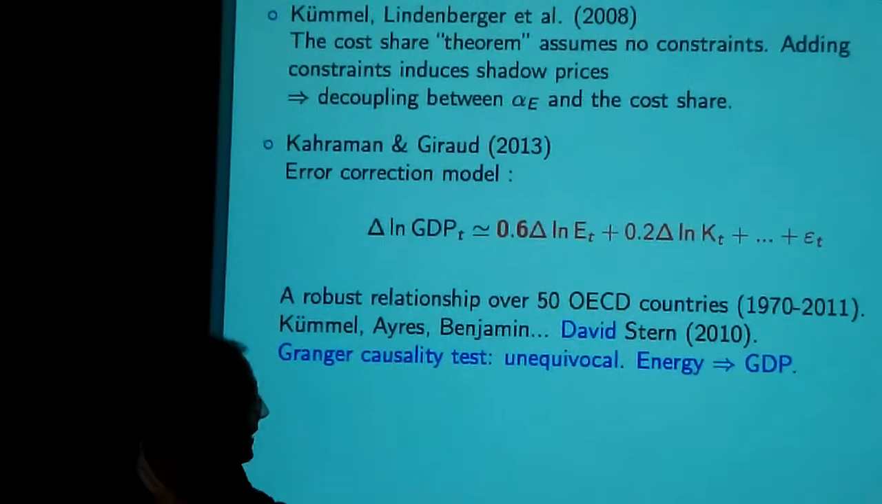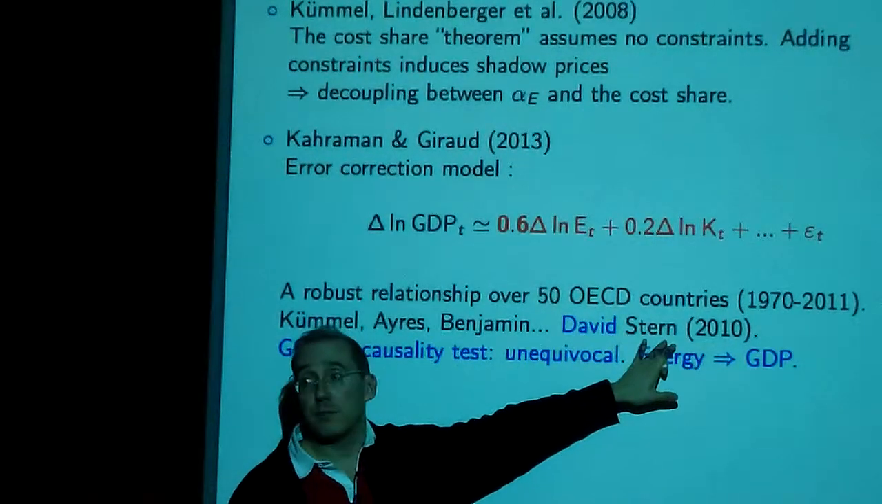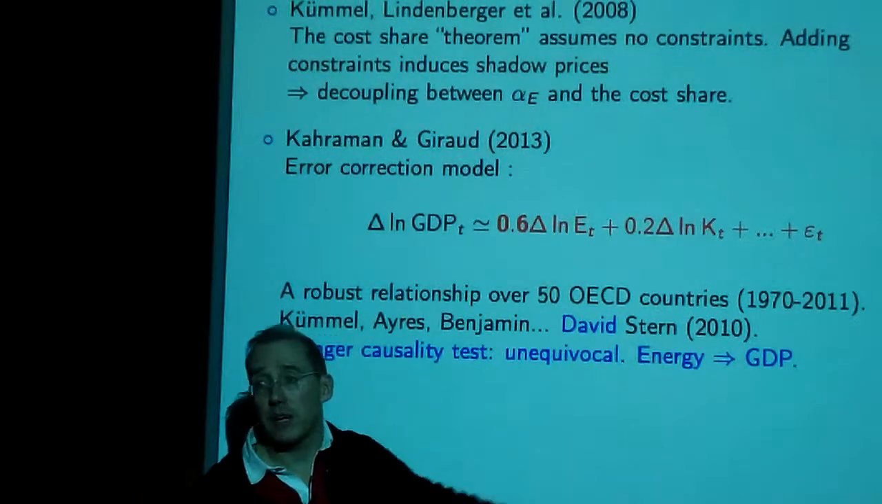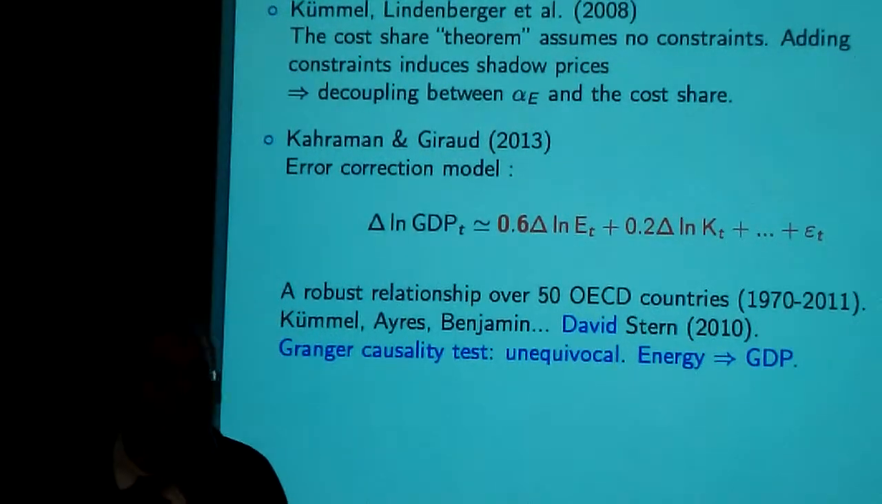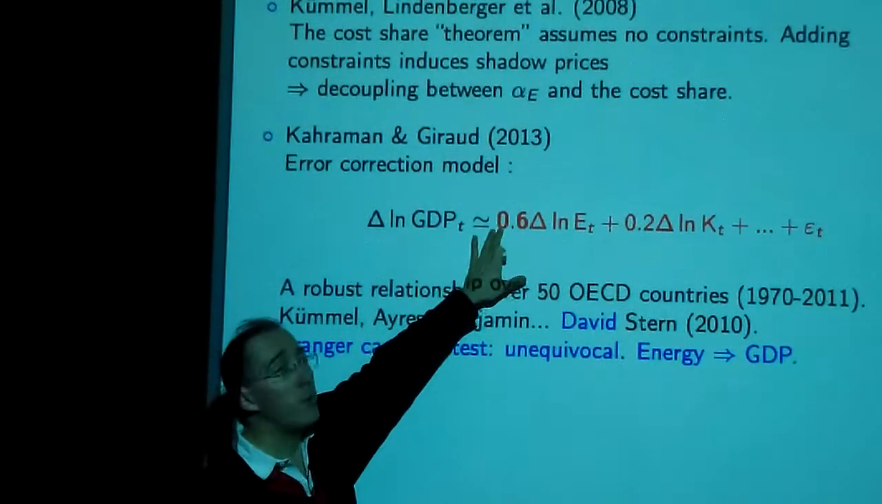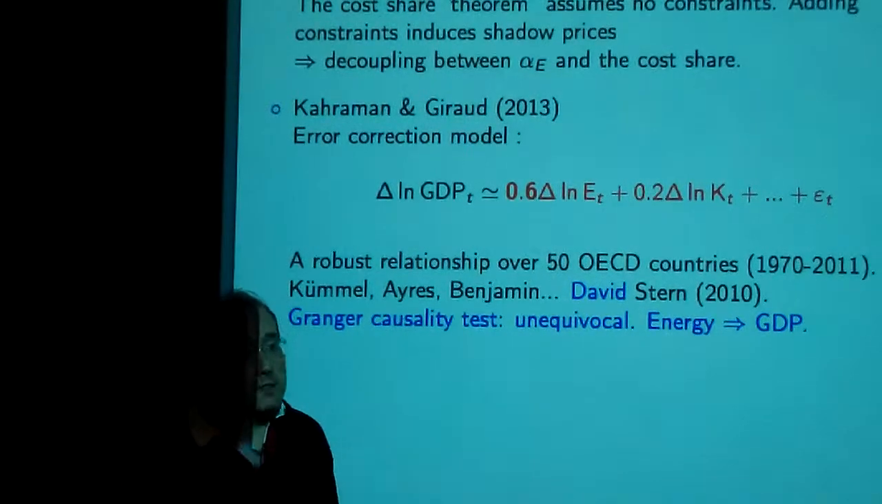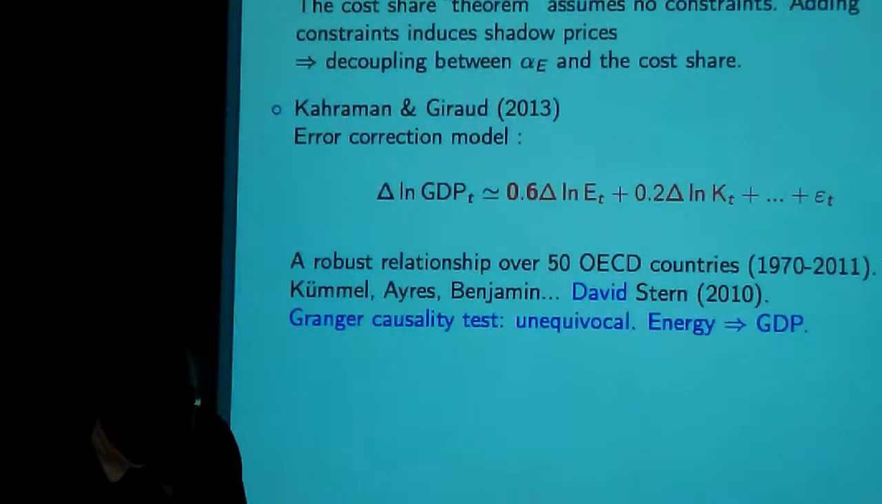So 0.6, and David Stern, not Nicholas Stern, David Stern, did the same work and found the same answer. So empirically speaking, the output elasticity of energy is around 0.6, 0.5, 0.7, depending upon the country. Certainly not 5%. Okay?